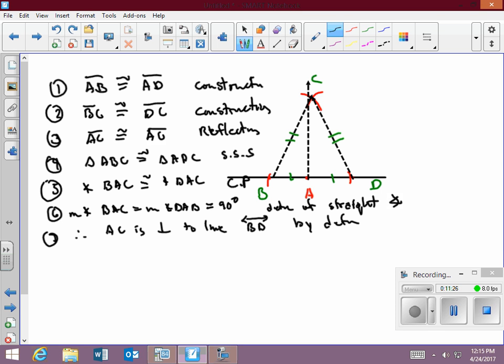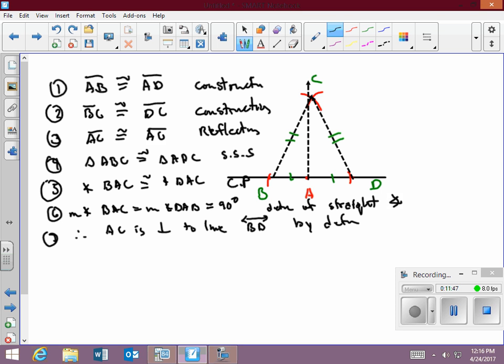I mean, you got two angles that are equal. The sum is a straight angle, so each one would have to be 90. It's a pretty loose proof, but it's more show than it is.